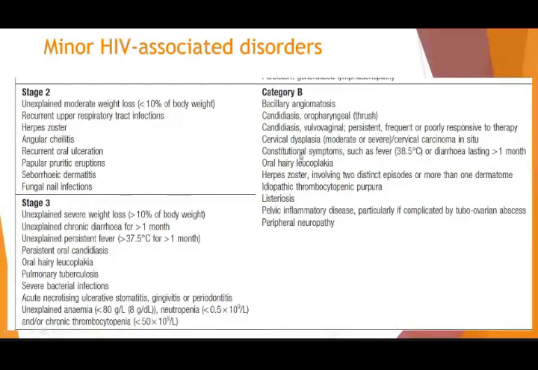On the other hand, these are the manifestations by the CDC category. Bacillary angiomatosis may not be mentioned here. Do you know this disease, bacillary angiomatosis? This is what we call cat scratch disease in HIV infection. It does not occur in immune competent patients, but in patients with advanced HIV infection there will be bacillary angiomatosis.